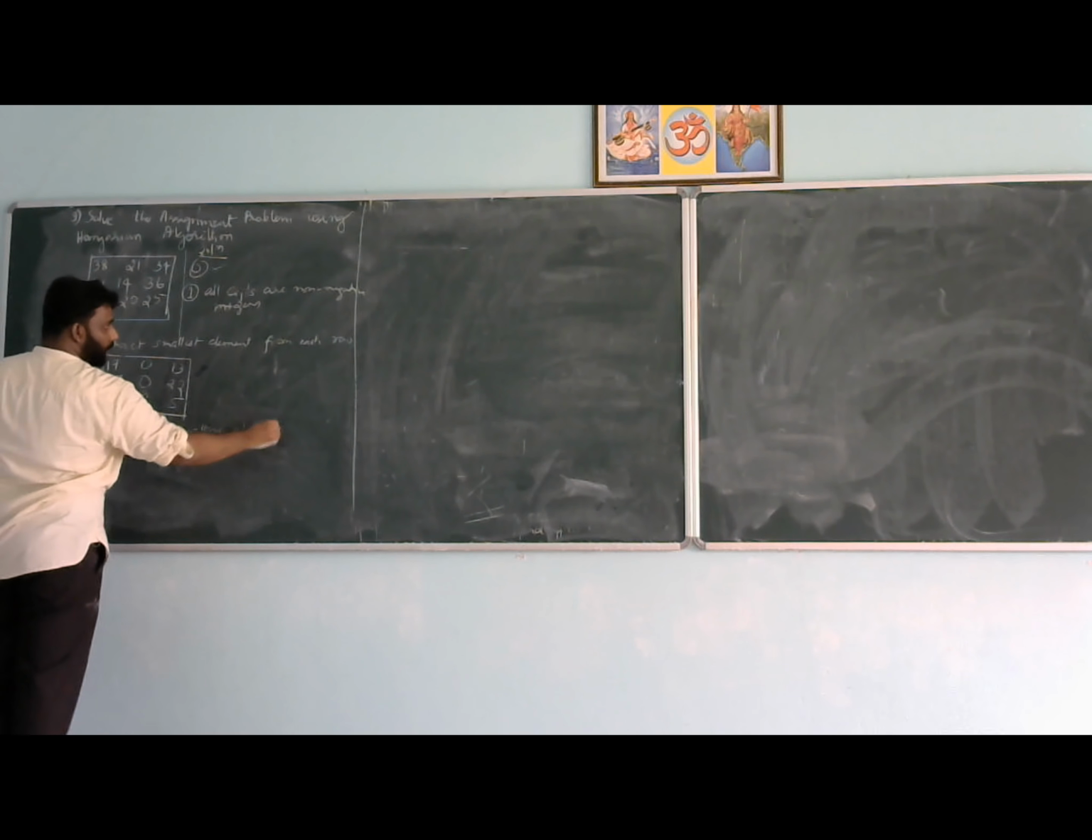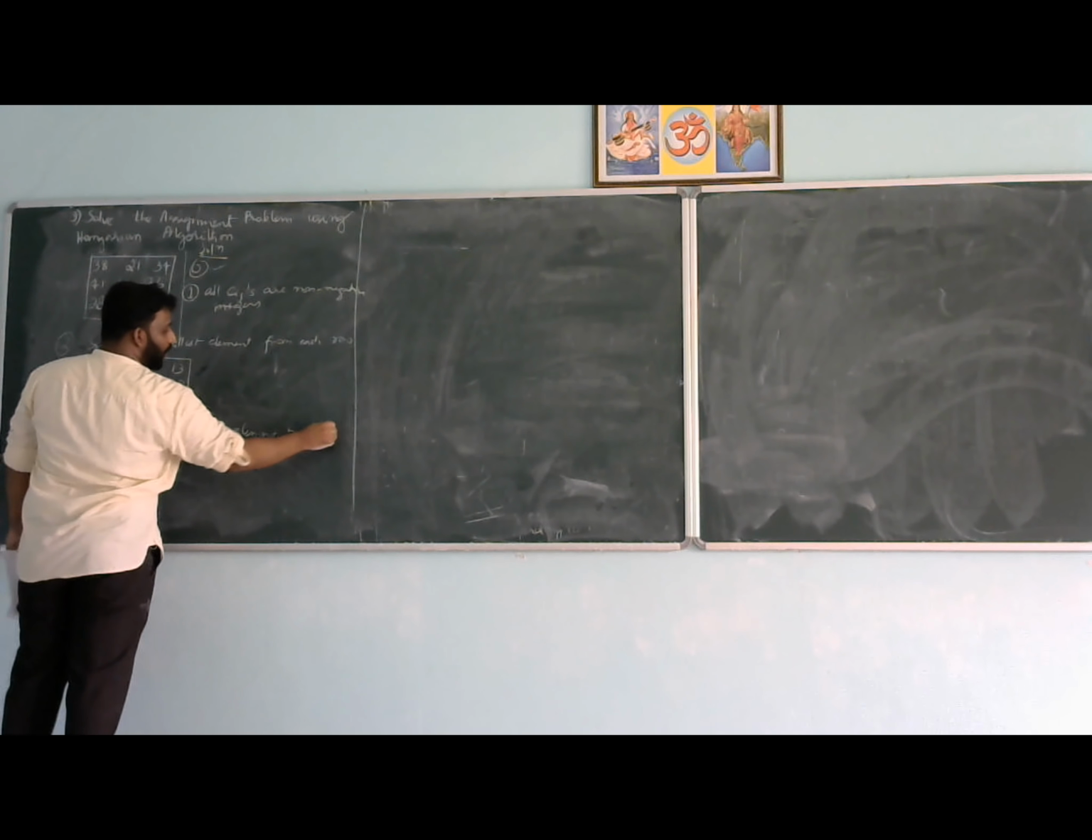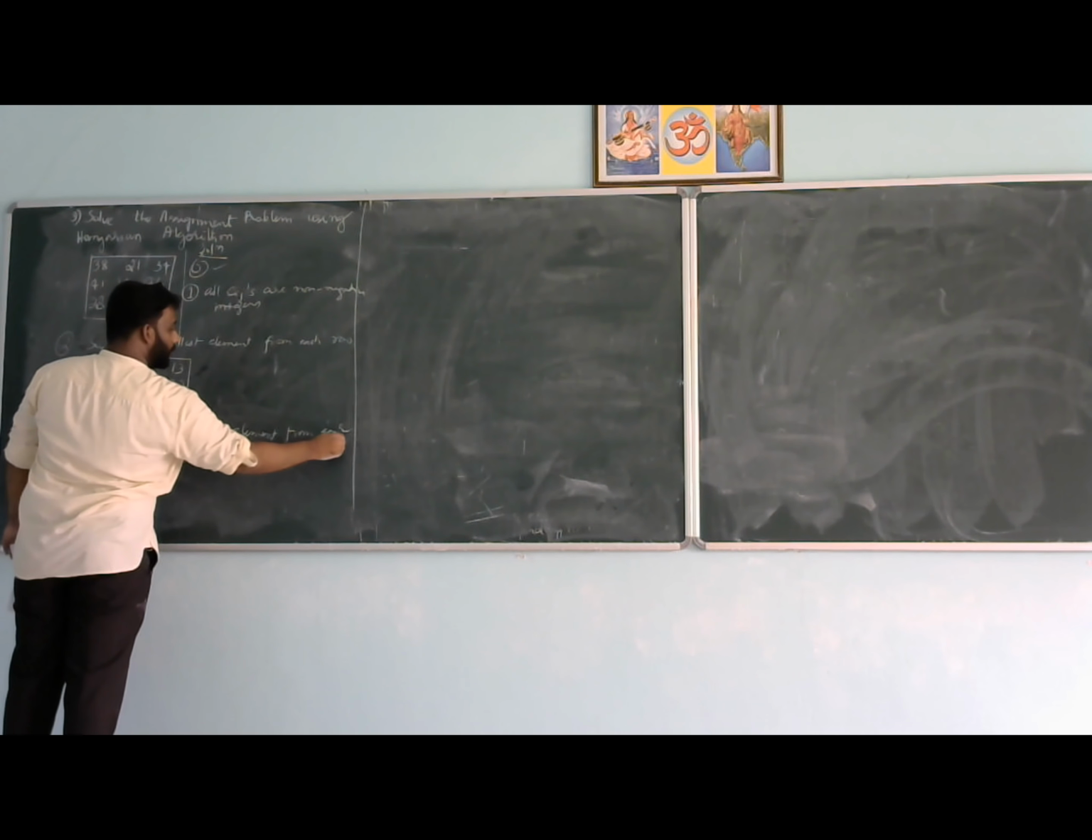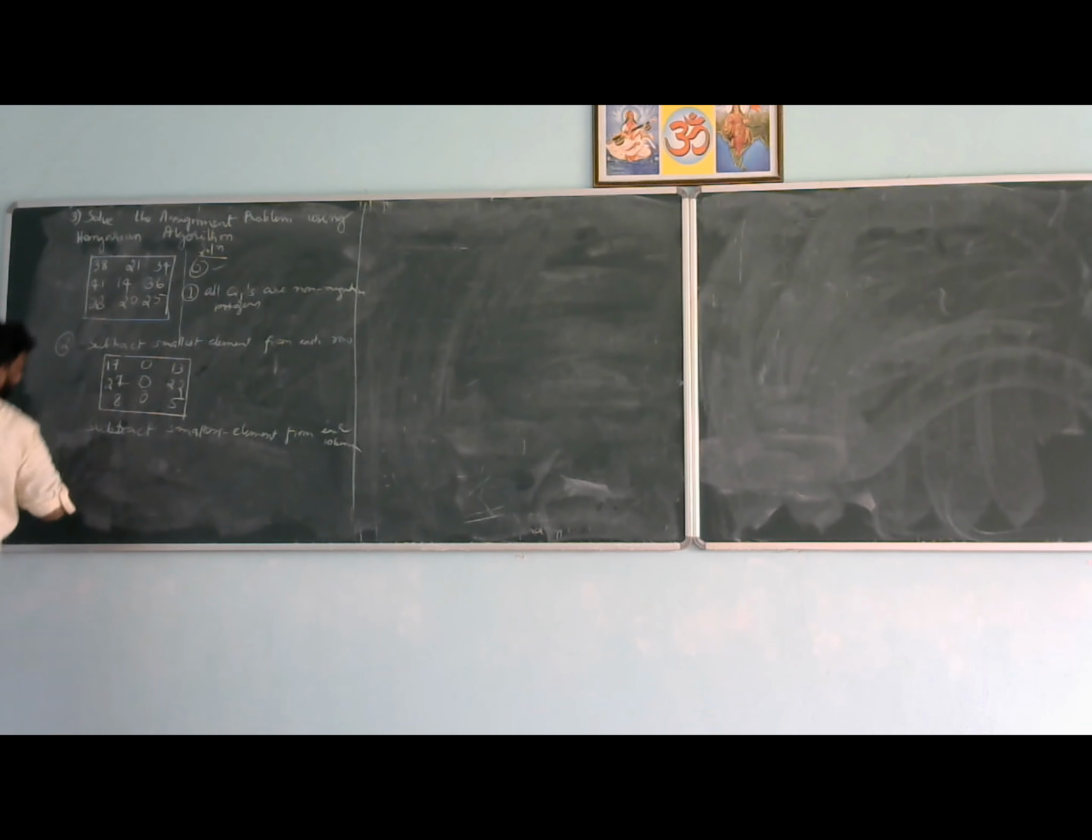In the next step, subtract the smallest element from each column. So after subtracting, let's see the answer. Here 8 is the smallest element. After subtracting, we are getting 9, 19, 0, and here 0, 0, 0, and here 8, 17, 0.